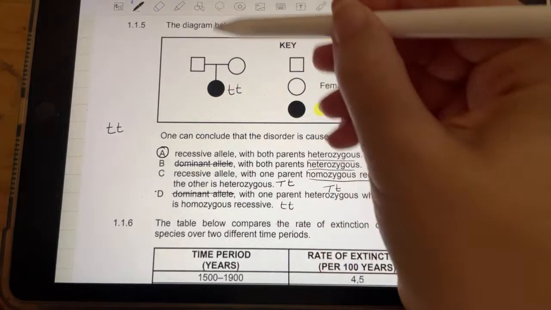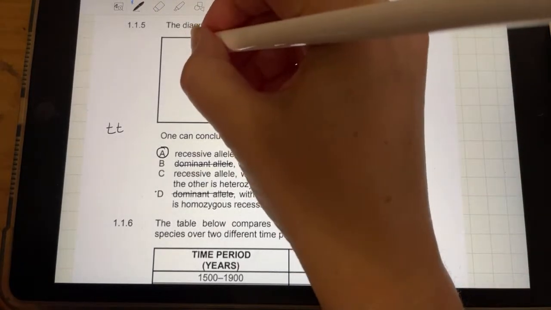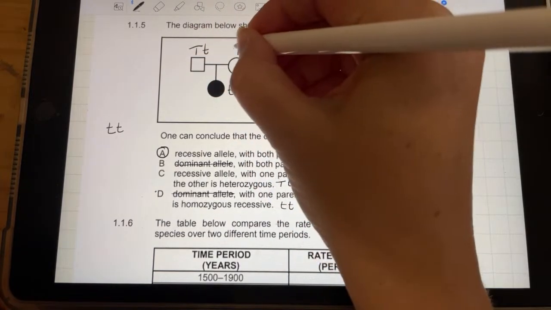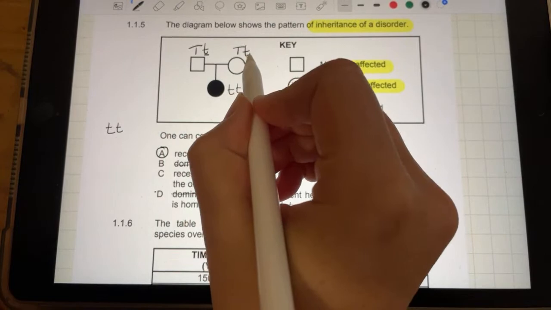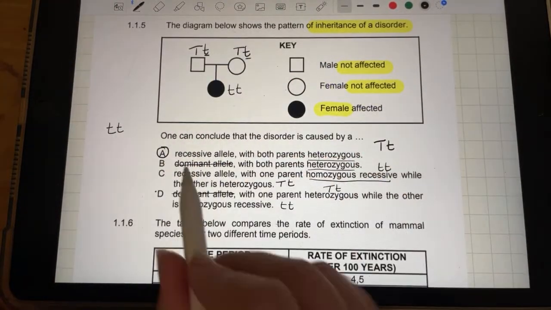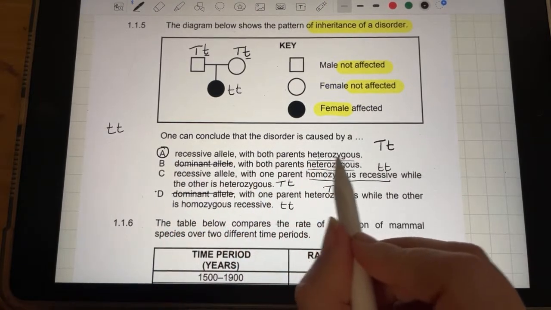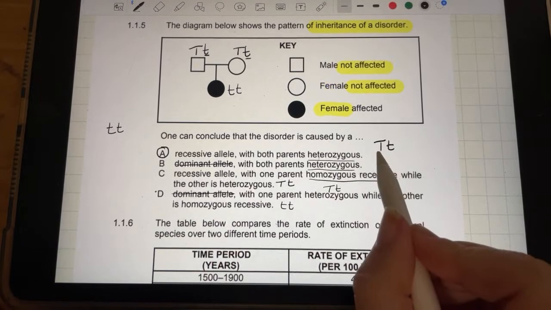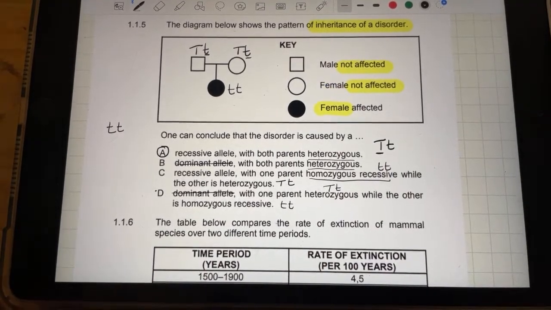The only way to prevent these two parents from having the disorder is if they had a capital letter each. What they end up doing is giving their daughter their two small t's, and they end up giving her the disorder. That's why I would say it's a recessive allele with both parents being heterozygous, because the heterozygous condition here prevents them from having the disorder themselves, right?